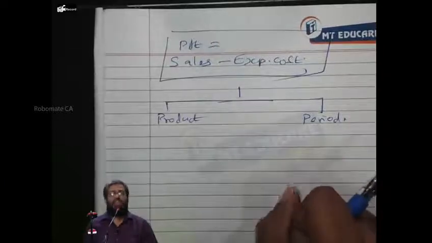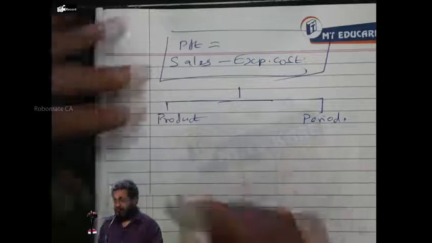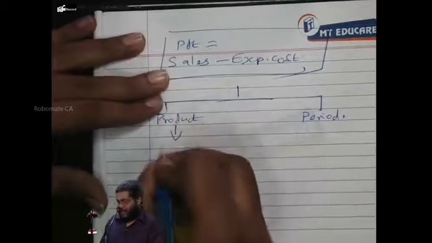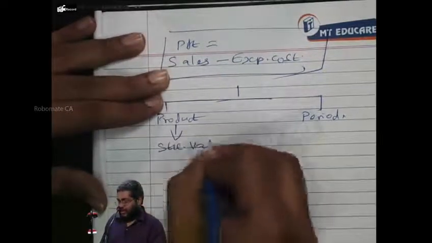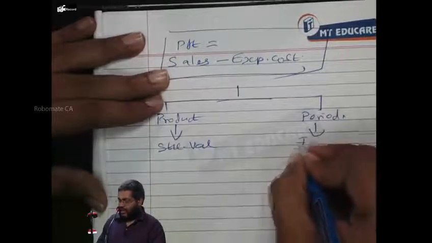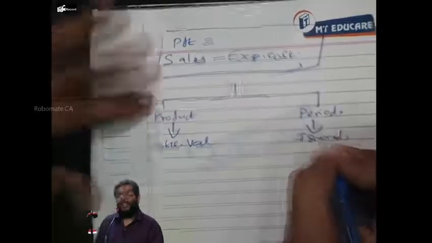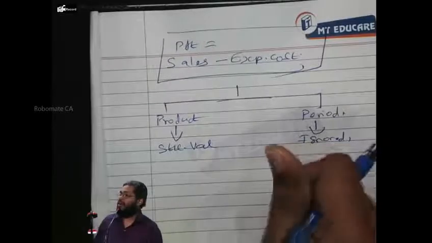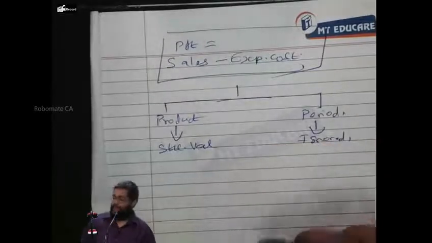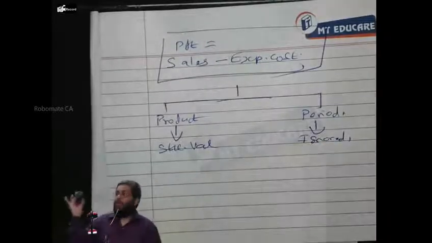Those costs which I consider for stock valuation are called what cost? Product cost. Those costs which are ignored for stock valuation are called what cost here? Period cost.